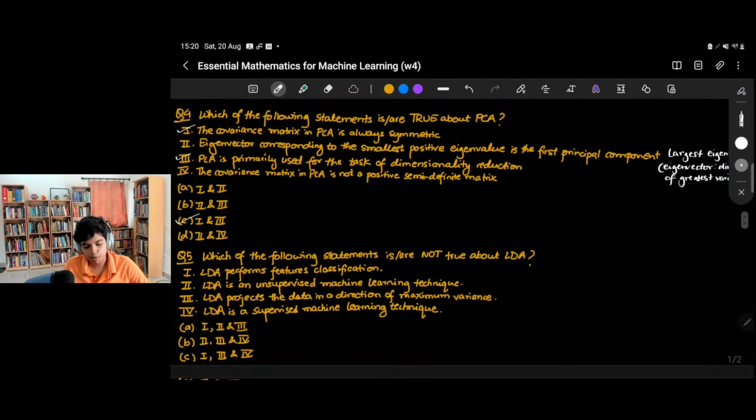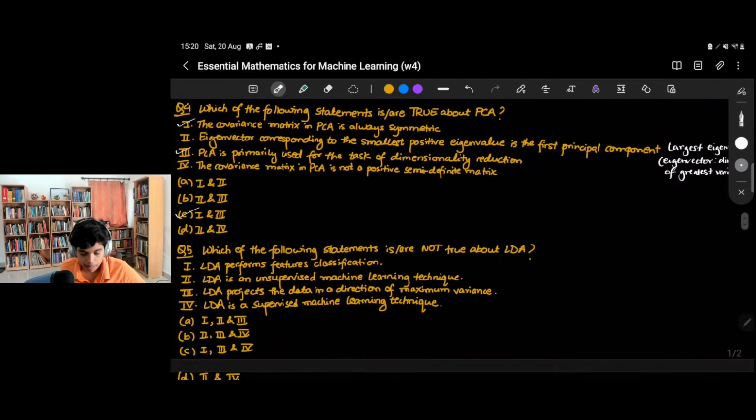Next, we have a similar type of question, but this time for LDA. The question says, which of the following statements are not true about LDA? So this time we need to find out which are not true about LDA. The first statement says LDA performs features classification. The next statement is LDA is an unsupervised machine learning technique. Then the third statement is LDA projects the data in the direction of maximum variance. And the last one is LDA is a supervised machine learning technique.